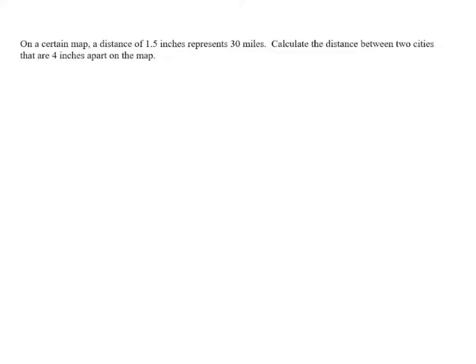On a certain map, a distance of 1.5 inches represents 30 miles. Calculate the distance between two cities that are 4 inches apart on the map. We're going to start with our let statement, and the thing that they ask us to find is the distance between the two cities in real life. They tell us that the distance on the map is 4 inches. We need to know the actual distance between these two cities.